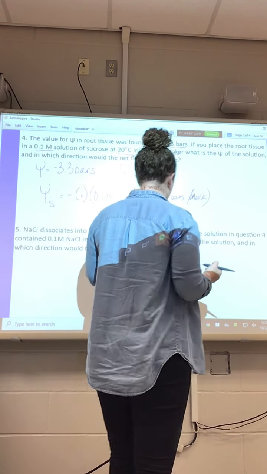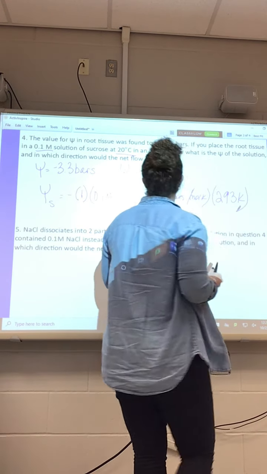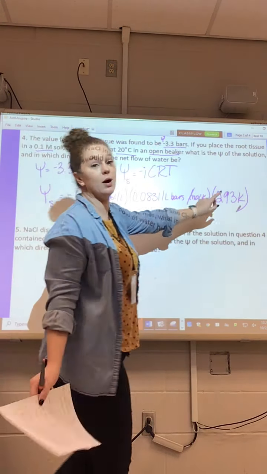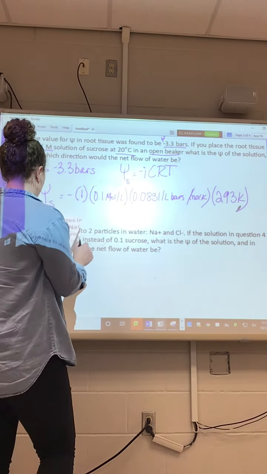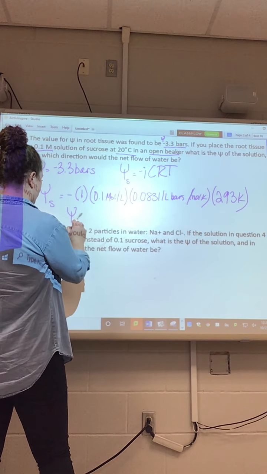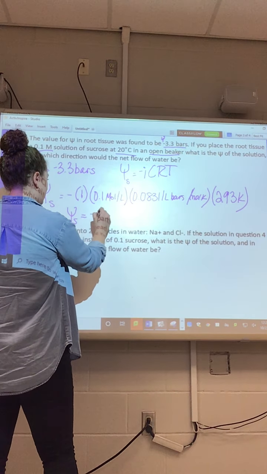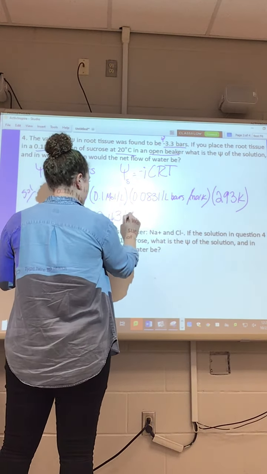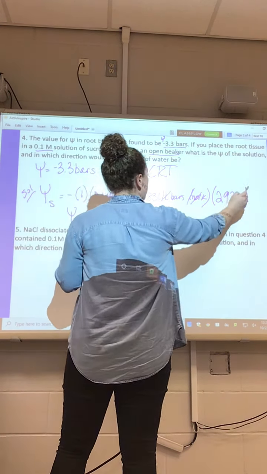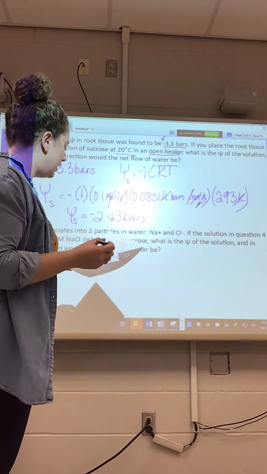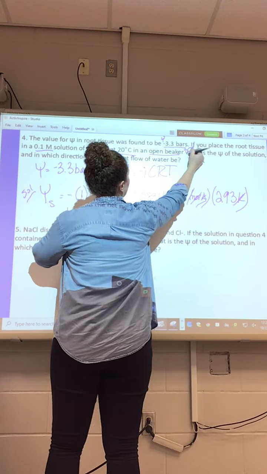Mole. Okay, and then 293 Kelvin, because remember we use whatever the Celsius is plus 273, and that's how we get the temperature. All right, so when you do all of that math, you get that the solute potential of the solution is negative 2.43 bars, because all this lovely stuff cancels out. Okay, so solute plus pressure potential, which is its open beaker, so that equals 0.